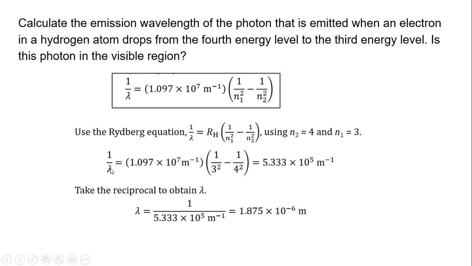Now we're not done though, because this is still in 1/meters. So we need to be able to isolate the wavelength, the lambda of it, which is what we do here. And this is the number, but we're not done because this is a question that wants to know if this photon is in the visible wavelength.